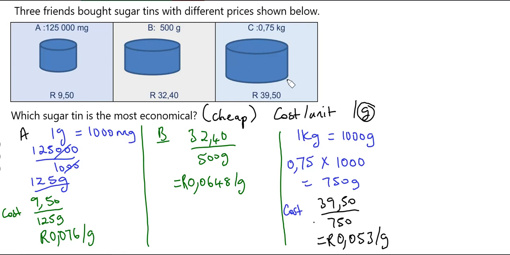So it's the cheap one. It's the 0,75 kg. Okay. So we need also to conclude that. We need also to conclude because we have shown that these are the steps to get there. And now we are saying this is actually the cheap one.